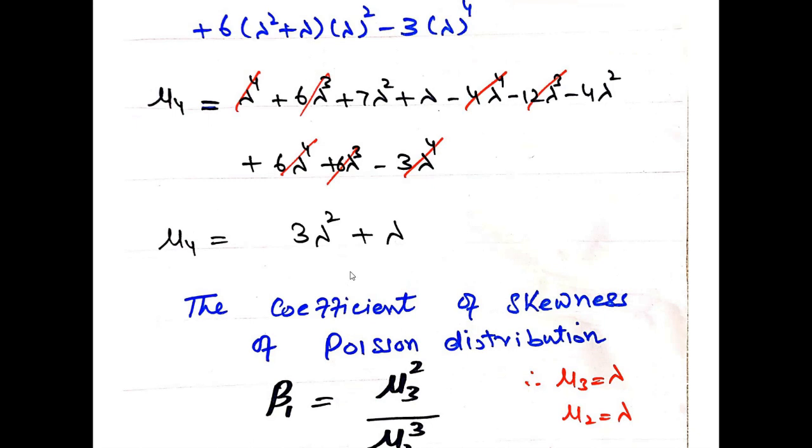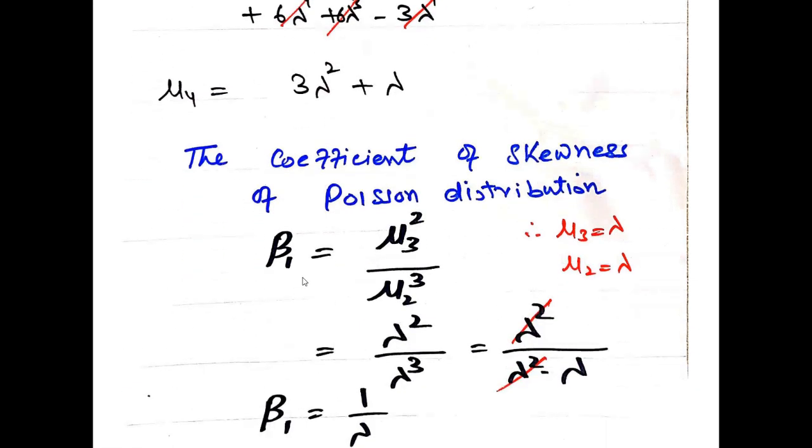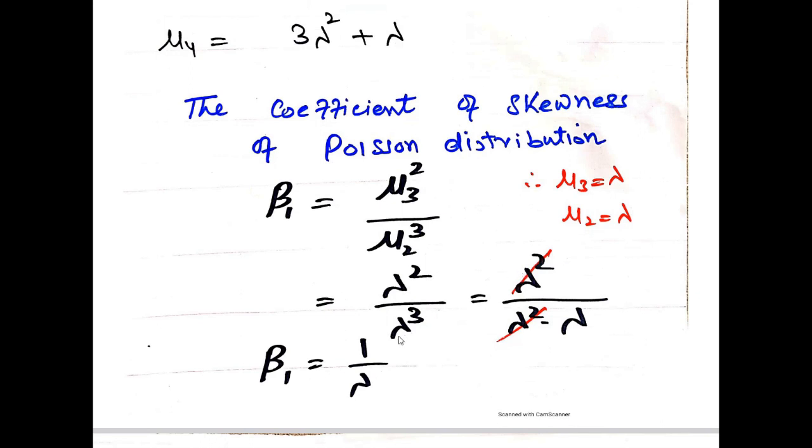Here we calculate the coefficient of skewness and kurtosis of the Poisson distribution. Beta 1, which is the coefficient of skewness, is equal to mu3 square over mu2 power 3. We calculated mu3, which is lambda, and mu2, which is also equal to lambda. So here lambda square over lambda^3. Lambda^3 we write as lambda square times lambda, because when the base is same we can add the powers. We write it so because we want to simplify. Cut this lambda square with this lambda square, we are left with 1 over lambda. So beta 1 is equal to 1 over lambda.